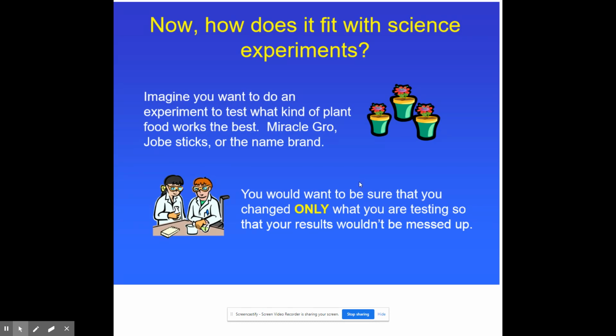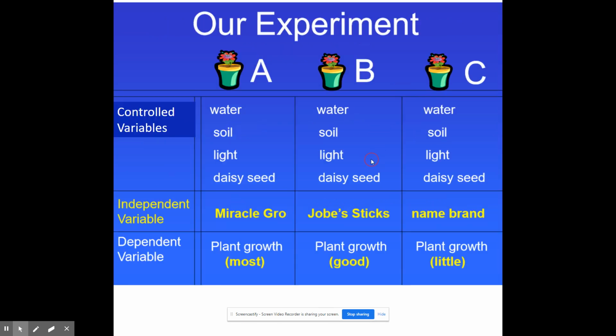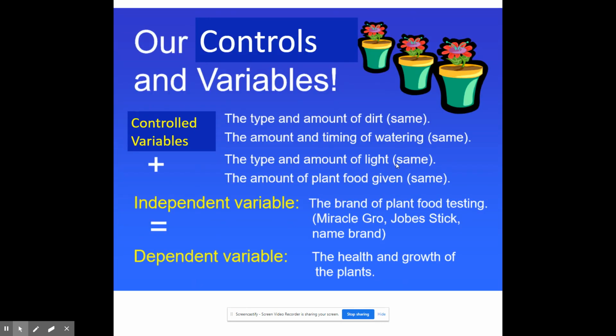So with a science experiment, you want to make sure you only change one thing. So if we're testing plant food, for instance, we would keep all these things the same. The independent variable would be our different brands of plant food. And then the dependent variable of what we would measure will be how much the plants grew. How tall did they get? The controls, and so the way this ties back to math is control variables plus independent variables equals dependent variables.